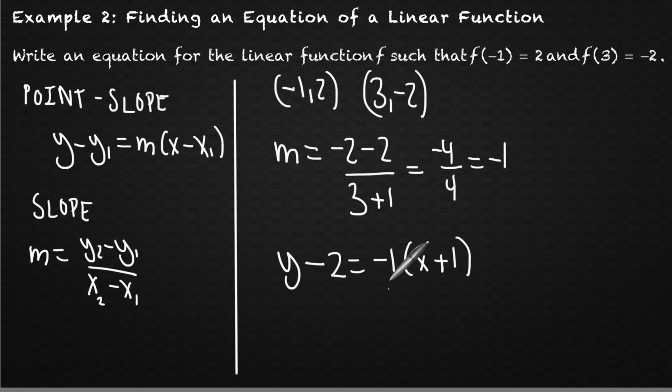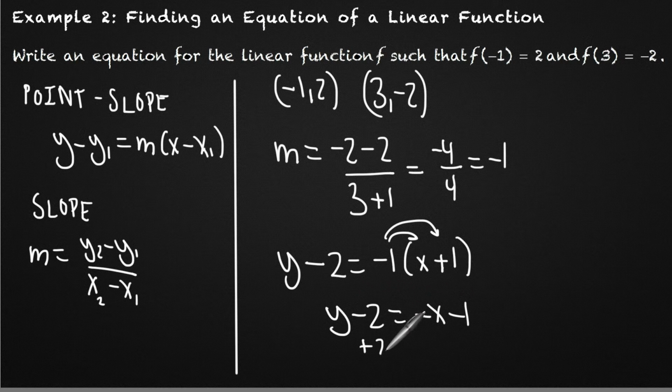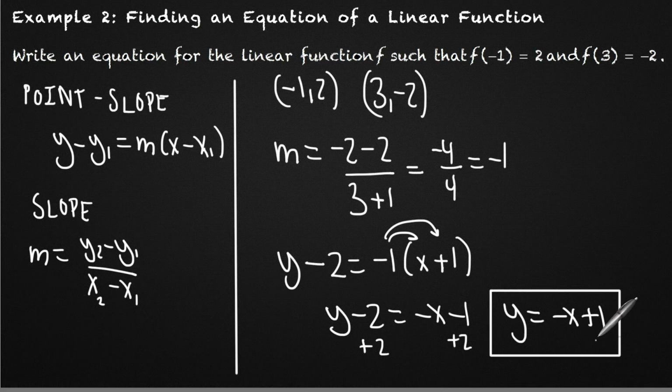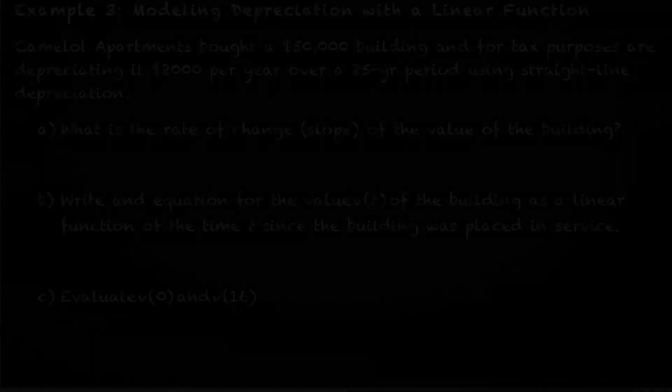And we can either leave it in this form or we can distribute. Let's go ahead and distribute here. -x minus 1, add 2 to both sides. And so our final answer comes out to be y is equal to -x plus 1. And essentially that's all you have to do in order to write the equation that goes through 2 points.